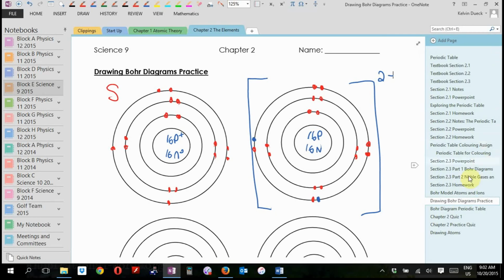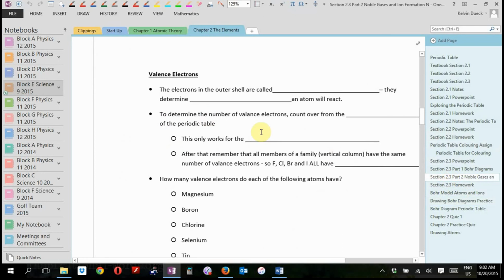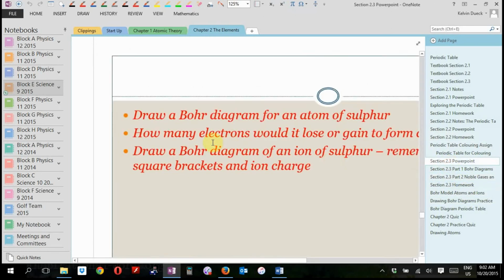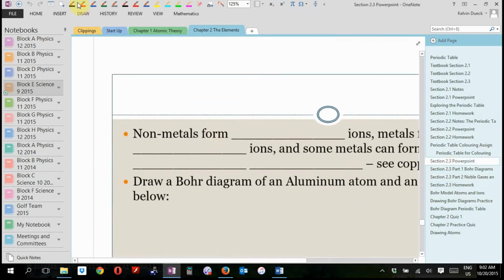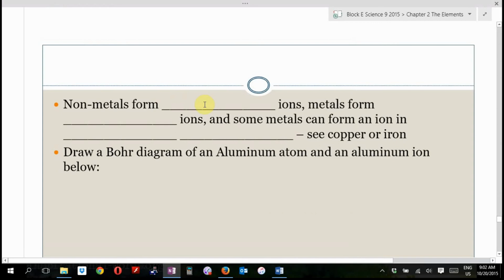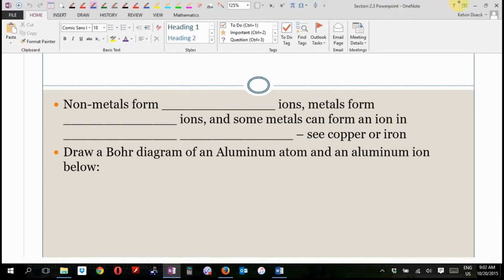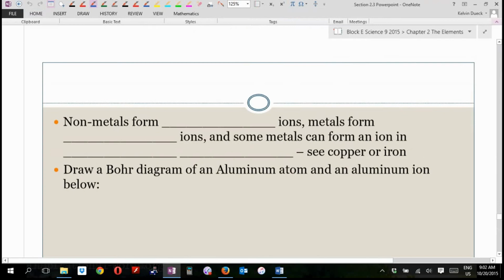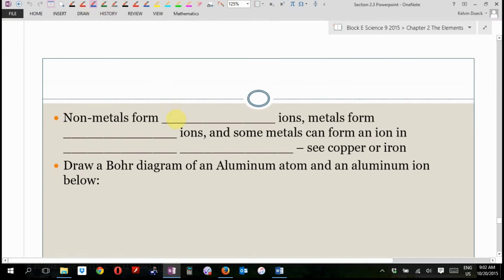Back to our notes. So, nonmetals form, get that back, nonmetals form negative ions.